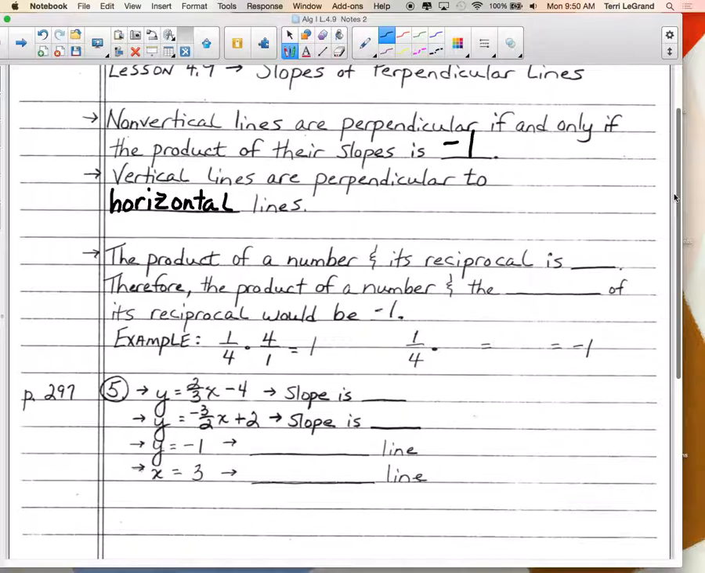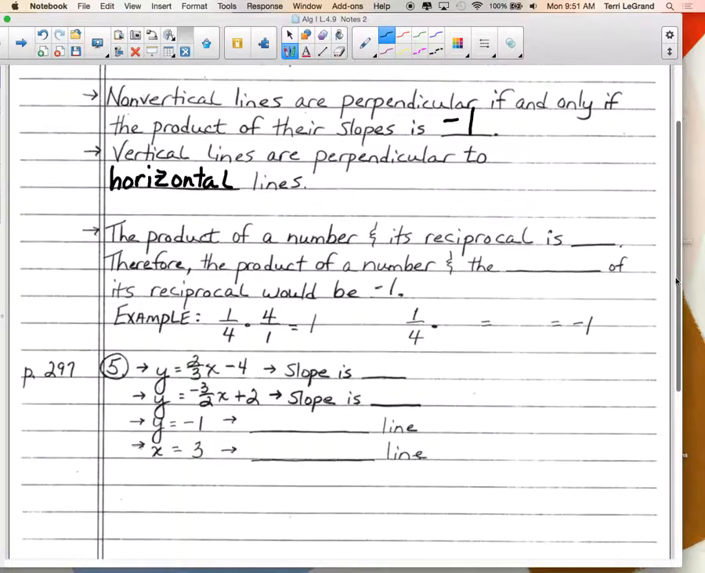Y-intercept of parallel lines have to be different. Y-intercept of perpendicular lines? Did it say anything about that? Do you think it's possible that two lines could be perpendicular and they would actually cross at the y-intercept on the graph? Could that point of intersection be a y-intercept? Absolutely it could, and then they would share the same y-intercept, wouldn't they? So perpendicular lines do not have to have different y-intercepts. They could care less about the other one's y-intercept, okay?